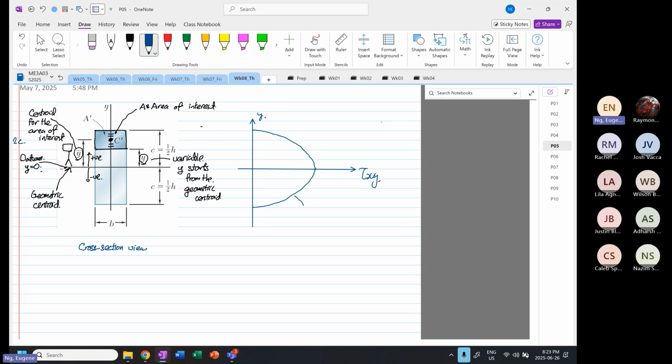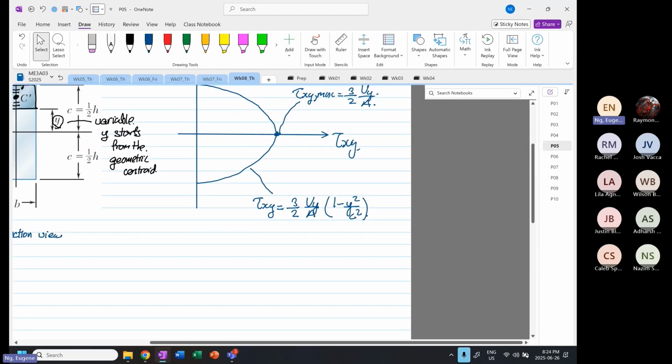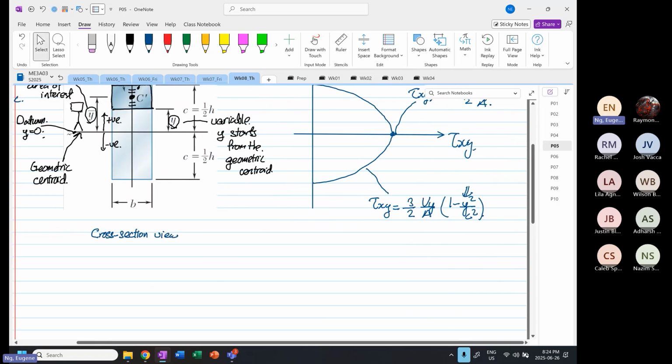And this basically, these lines is basically shear XY is equal to Vy over A, right? 3 over 2, 1 minus y squared over c squared. And we know at this point, our shear XY max is equal to 3 over 2 Vy over A. Why is that? Because at this term, at the maximum, y is equal to what? 0, right? Because over here, we know that the datum is at the centroid. Okay, so that's all the deriving.